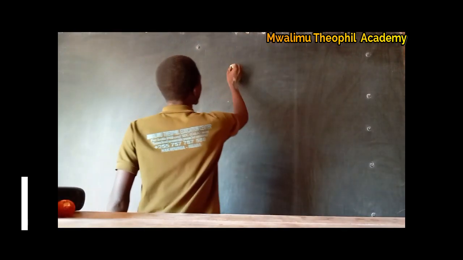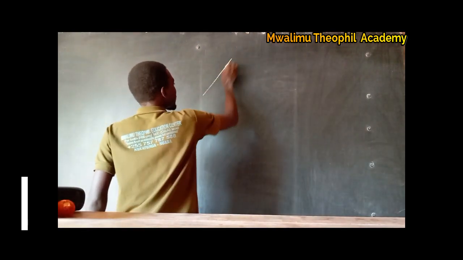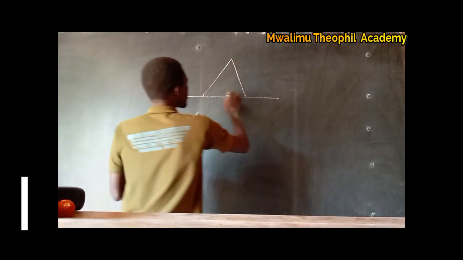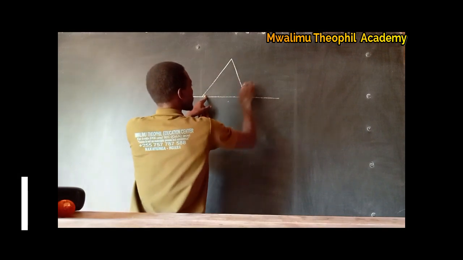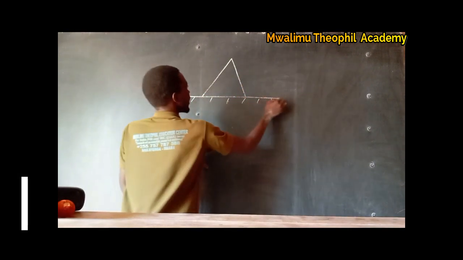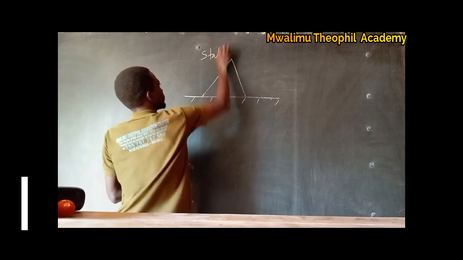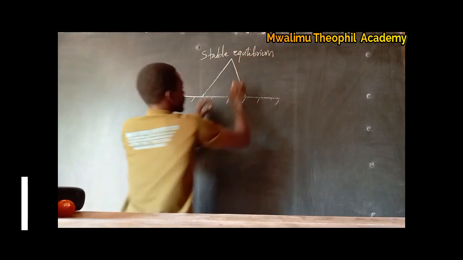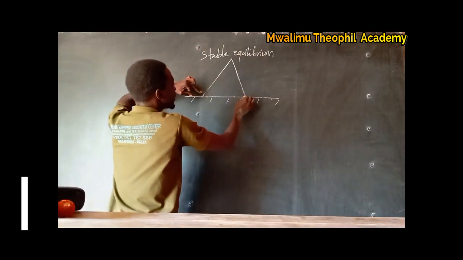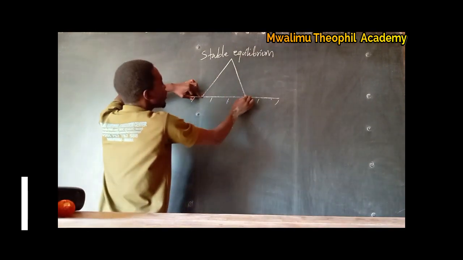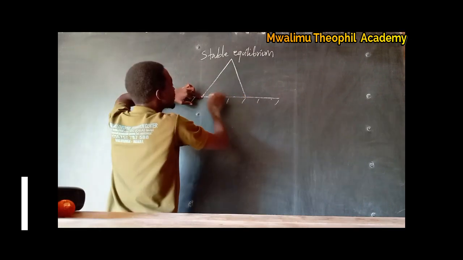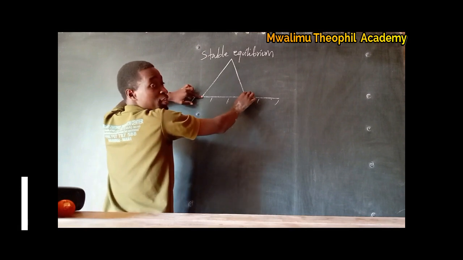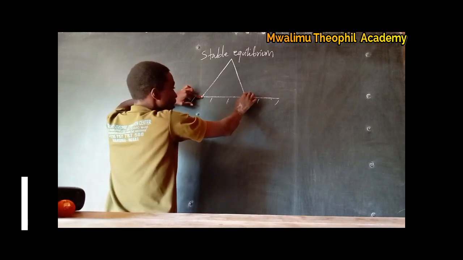For the stable equilibrium, we can draw this structure. The structure is like this. This structure shows stable equilibrium. Why? As you can see, it rests on the largest base. As its base is largest in terms of area, it means that this object should be stable. So it is in stable equilibrium.